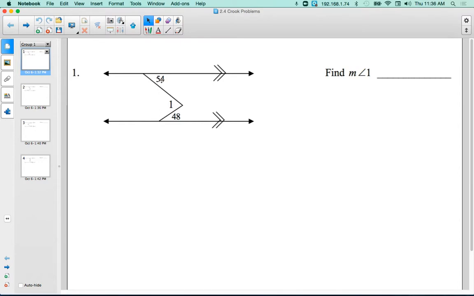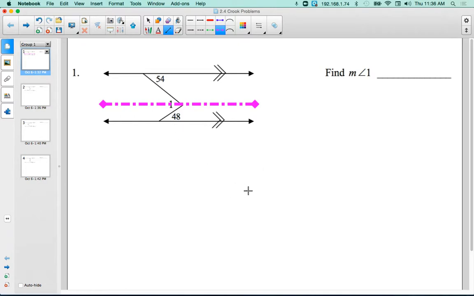We've got angle 54, this angle is 48. We've got two parallel lines. Here's the process for solving these. What we're going to do is draw a third parallel line that goes in between the two that we have here. All right, so we got a third parallel line here.